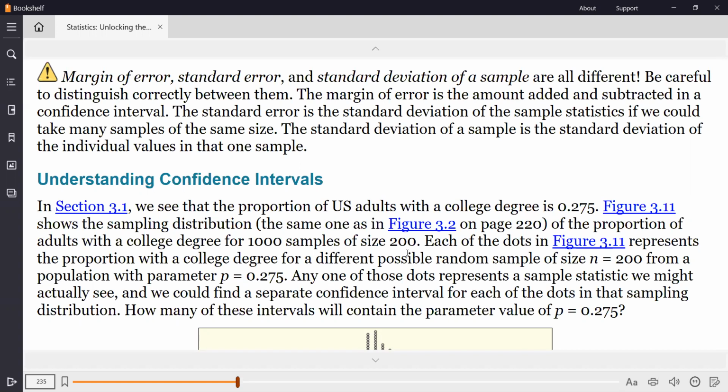We're actually going to use this example right here, and we're going to do a single proportion confidence interval. So 0.275 is our population proportion. Let's assume that we do one random sample, and let's say instead of 0.275, we get 0.28. I'm just going to make that up. We take a random sample of 200, and 28% of the 200 say yes, I have a college degree. So 0.275 is the population parameter. Now we're going to do a sample statistic. So let's go into StatKey.